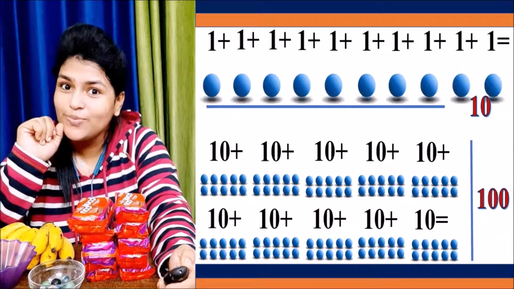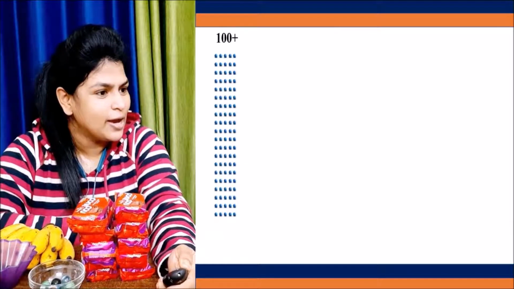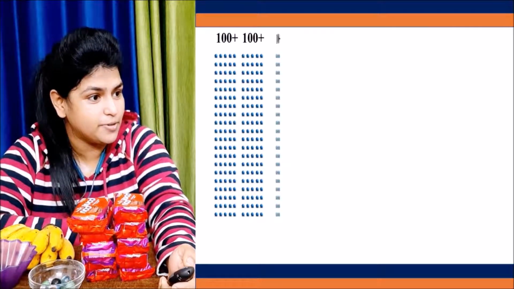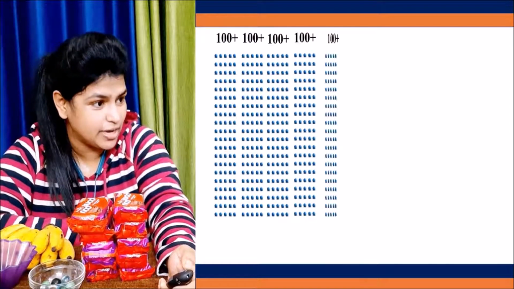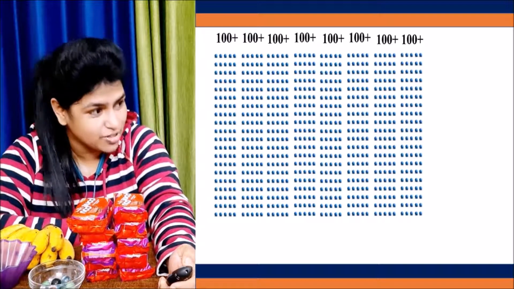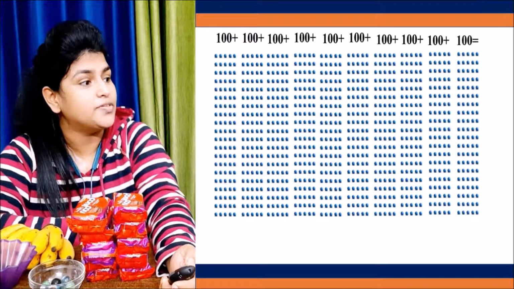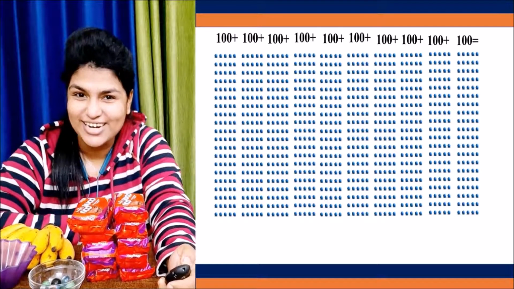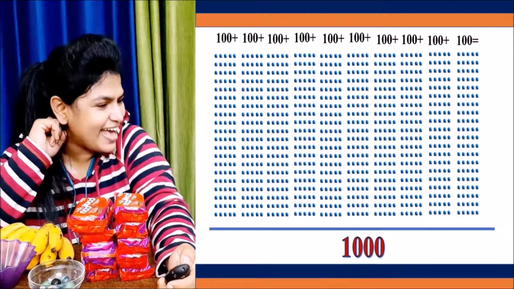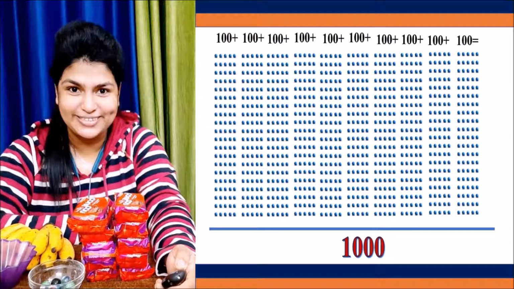Now, how about we take 100 10 times? Let's see. Okay, so we have 100 marbles plus 100 marbles plus 100 plus 100 plus 100 plus 100 plus 100 plus 100 plus 100 plus 100 is equal to, if you take 100 10 times, do you know what you get? You get 1,000. Correct.